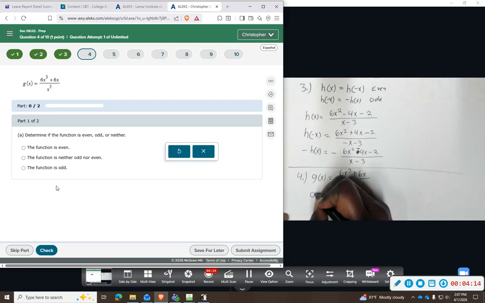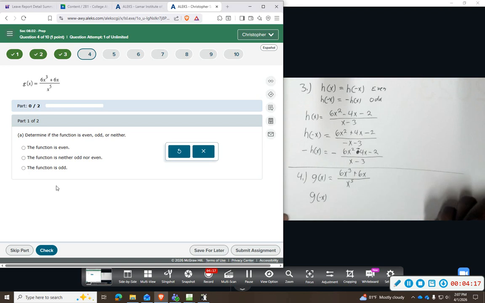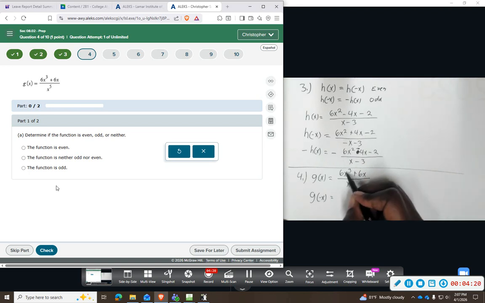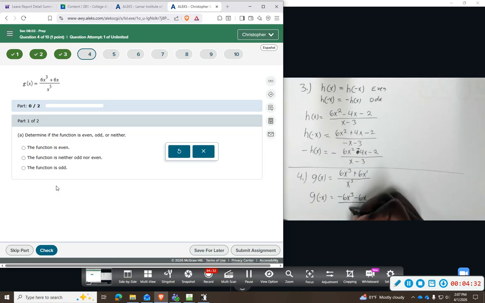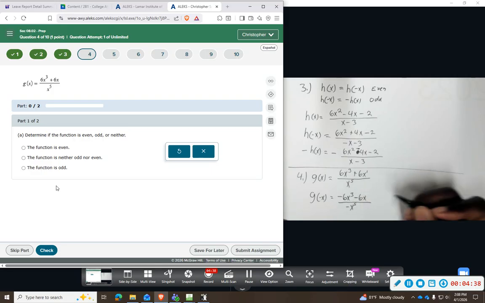All right, if we do g of negative x, okay, signs change if it's odd. So odd, this is going to change signs. Odd, that's going to change signs. Odd is referring to the degree, 3, 1. On the bottom, that's also going to change signs. Now, for simplicity's sake, if we factor the negative out on the top, sometimes you need to do a little manipulation. That'll be a negative, and this will be 6x to the third plus 6x. And then you factor that negative out on the bottom.